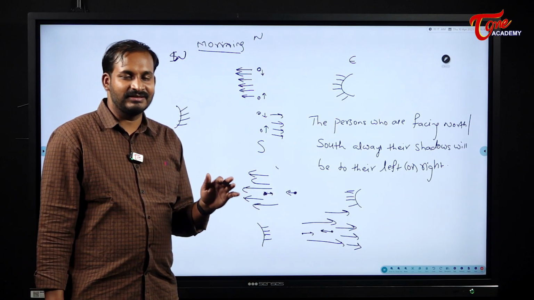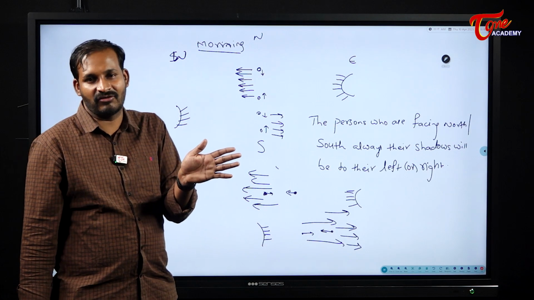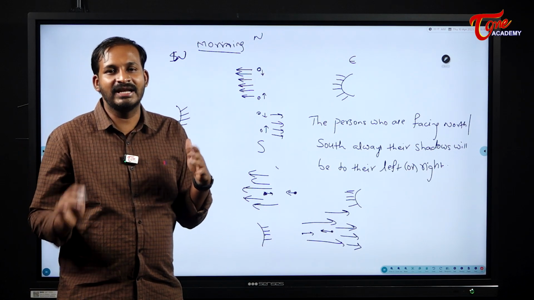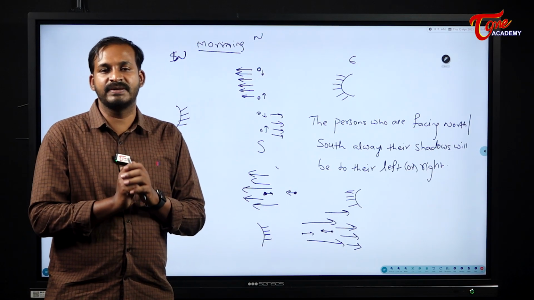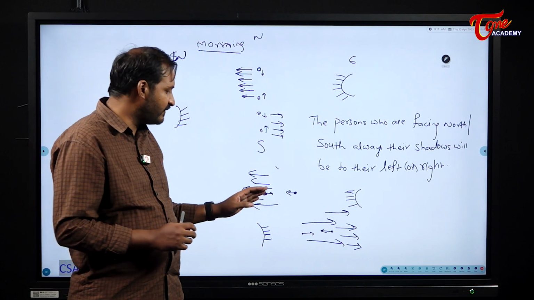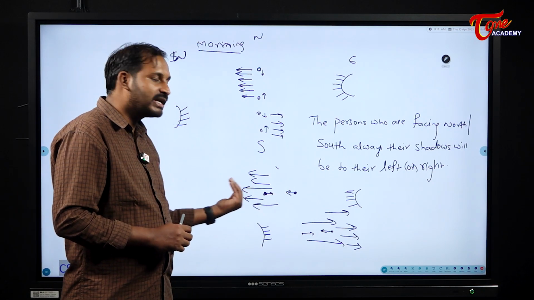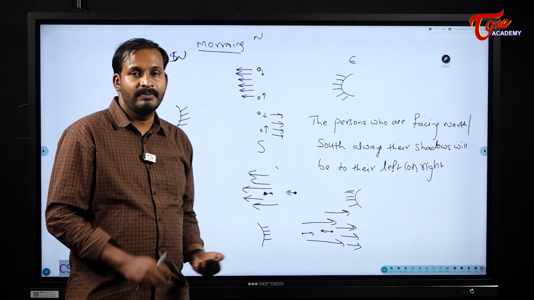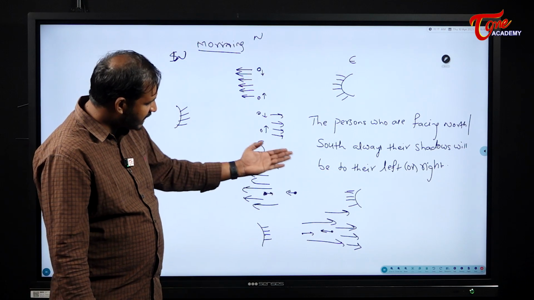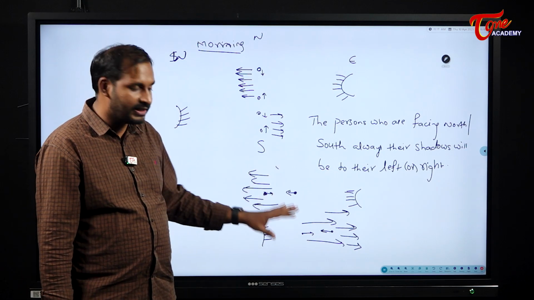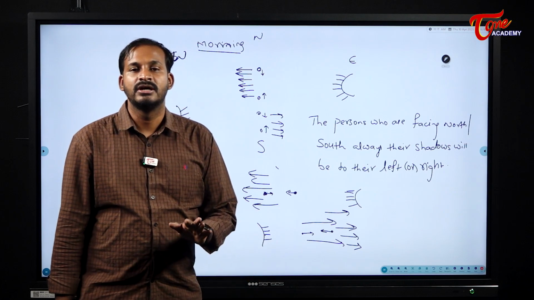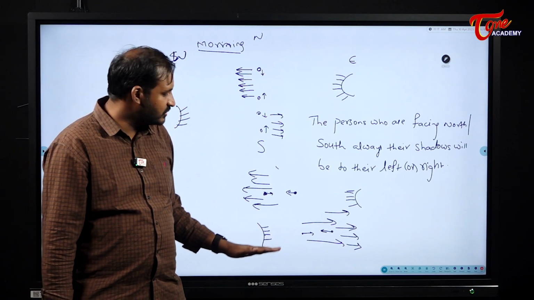See, there is a chance, but cross-sectionally it may form. But in an ideal condition, we are purely speaking about the ideal conditions, definitely the shadows will fall exactly in front of him or behind him. Or is there any chance of getting the shadows to their left or right in this case or in this case? There is no chance at all.